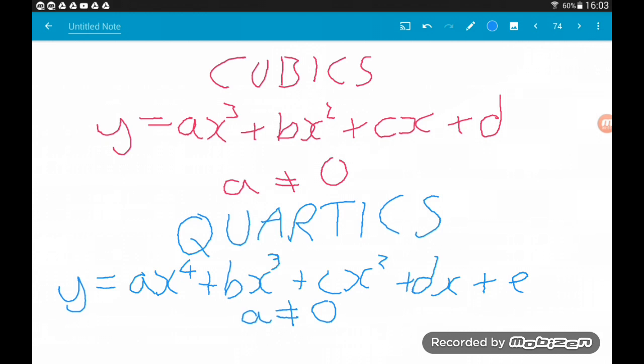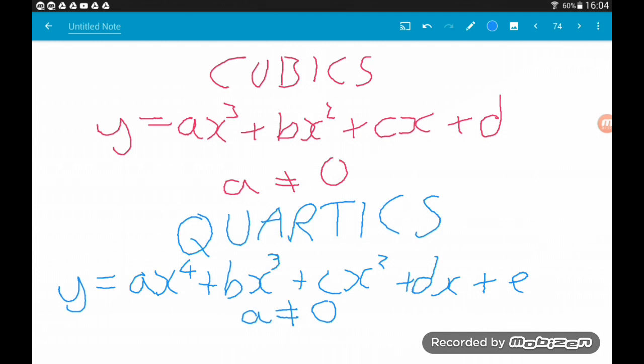So we saw cubics back in the quadratics and cubics chapter. A cubic is a polynomial where the highest powered x term is a power of 3. So they are of the form y equals ax cubed plus bx squared plus cx plus d, where a is not equal to 0. B, C and D can equal 0 if they want to, but A cannot.